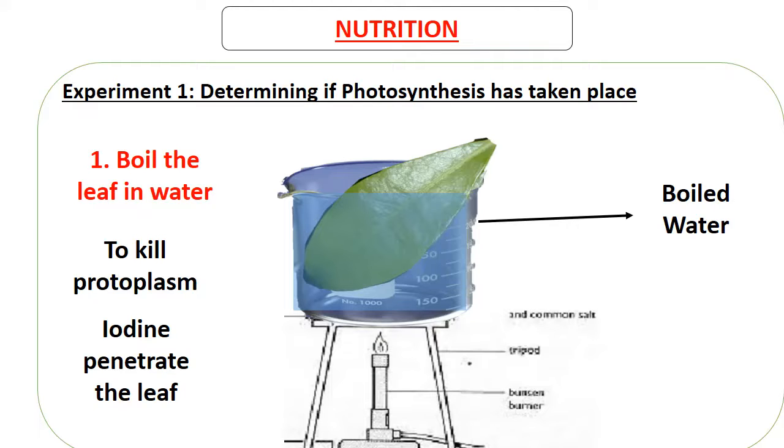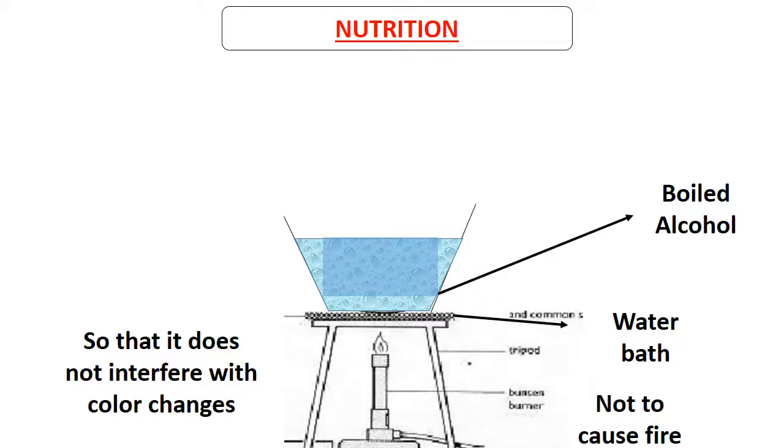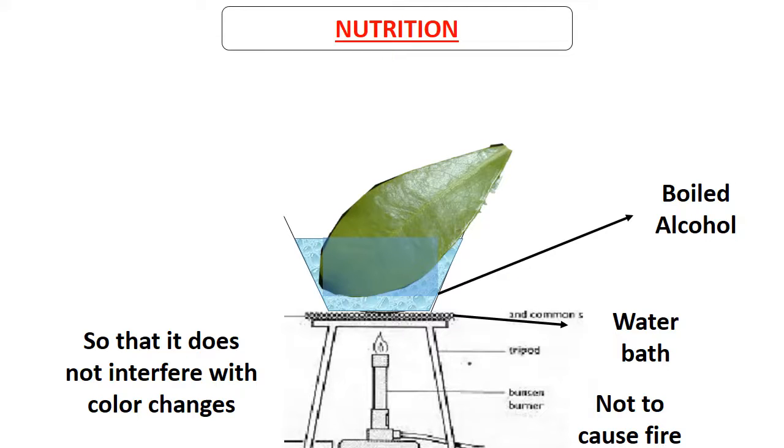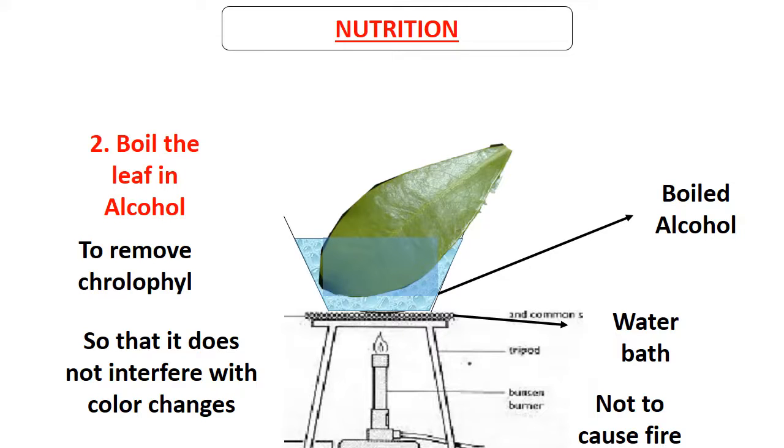But before we can even add iodine to the leaf, there is something that we should do, which is step 2 of this experiment: put your leaf into boiled alcohol. So you boil the leaf in alcohol. Why? We want to remove the chlorophyll. Why do we want to remove the chlorophyll?